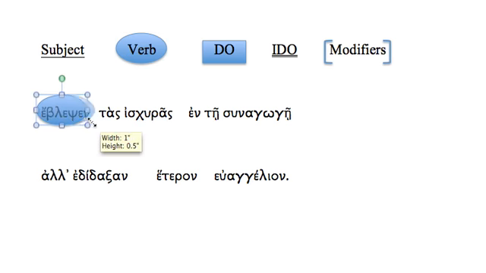Now let's identify the direct object. Tas ischuros can be either a genitive or an accusative: genitive singular or accusative plural. In this case, it is the accusative plural. It is our direct object.